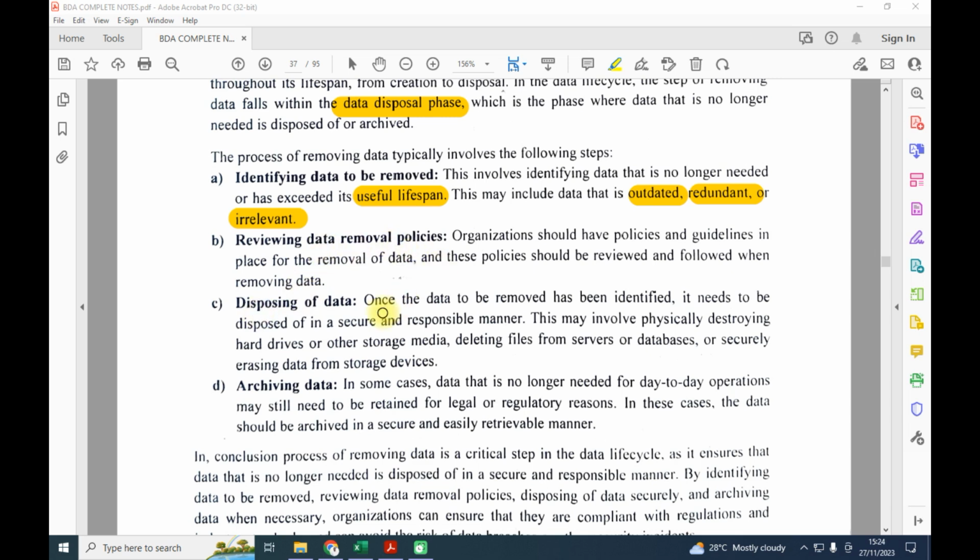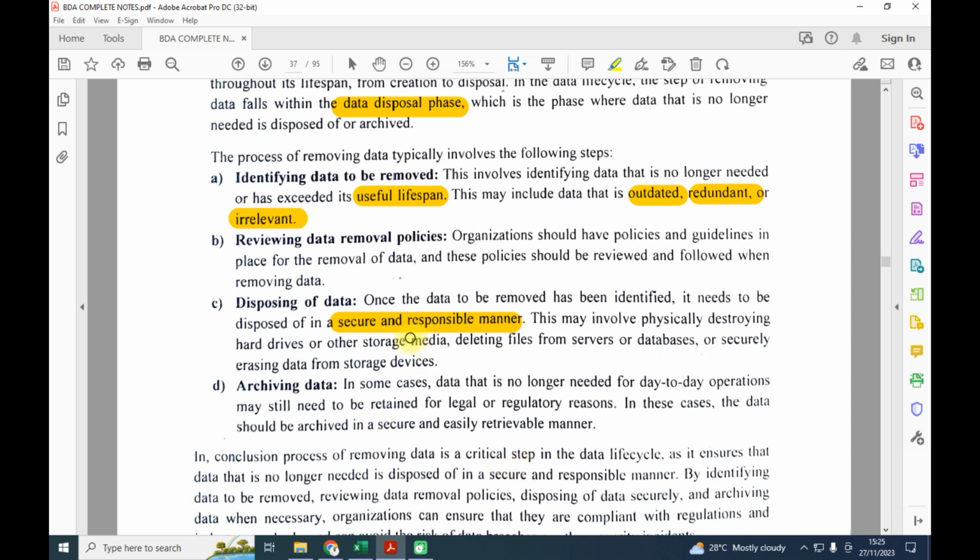Then after we have identified the data, we have reviewed the policy, the next step will be disposing the data. Once the data to be removed has been identified, it needs to be disposed in a secure and responsible manner. So we need to dispose that data in a secure and responsible manner.